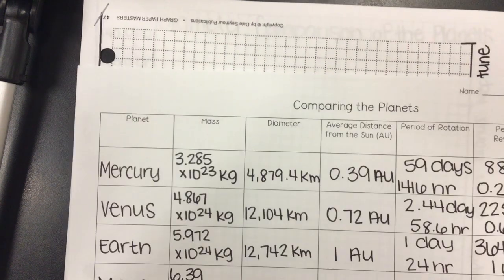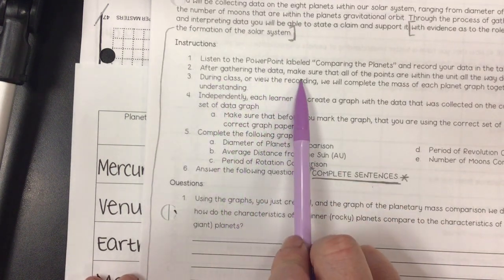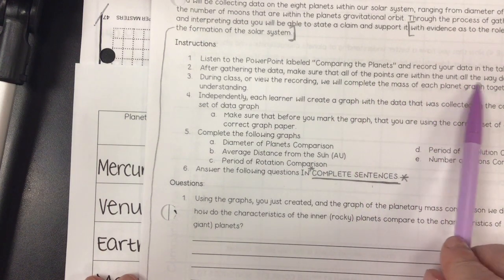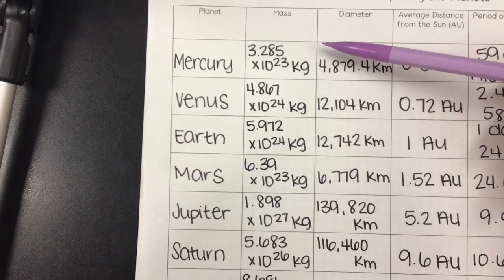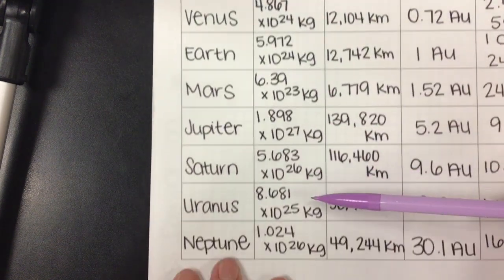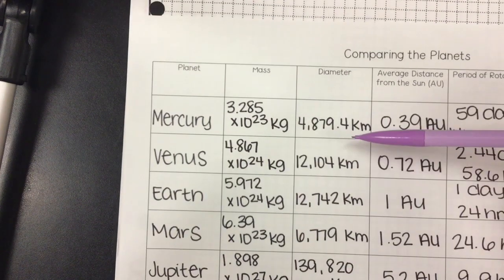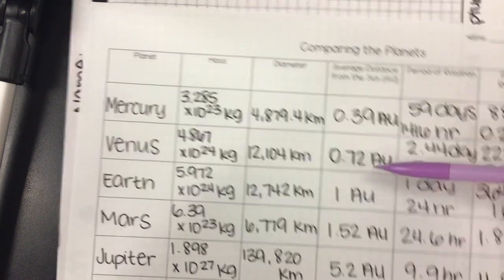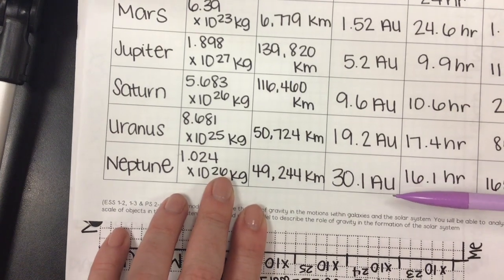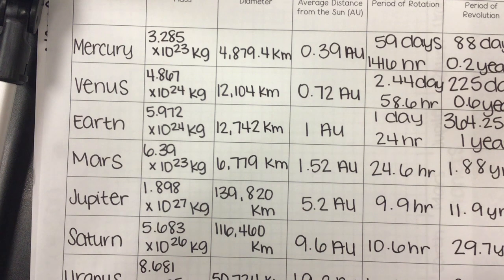So now that I have that data, I'm going to go back to my directions. So after gathering the data, make sure that all of the points within the units are the same down the column. So I need to make sure that all of my mass units are in kilograms. All of my diameter is within kilometers. Average distance from the sun is in AUs, or astronomical units. This is the one that people get messed up, okay?